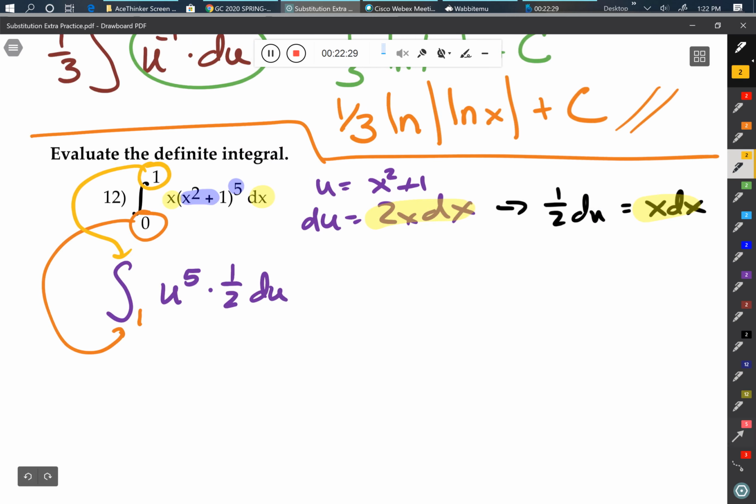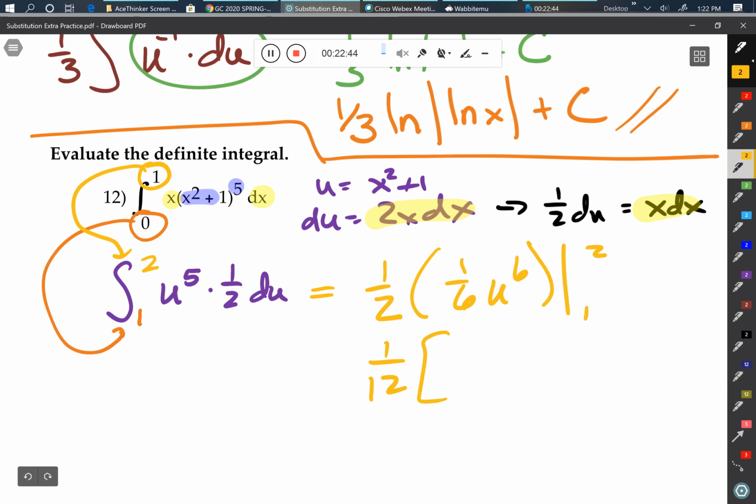What do I want? I want this color. And so now I've got something I can integrate. I'll deal with the 1/2 later. So that becomes 1/2 times the quantity 1/6 u to the 6th, evaluated from 1 to 2. So that's going to give me 1/12 times 2 to the 6th minus 1 to the 6th.